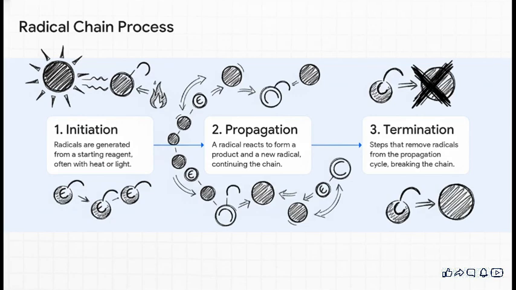Now, the real power of these radicals gets unleashed in what's called a chain reaction. It all starts with initiation. You need a little spark of energy, maybe some light or heat, to create the very first radicals. That kicks off the propagation phase, which is the self-sustaining engine of the whole process. This cycle just keeps going and going, churning out product, until you get to termination, which is when two radicals finally meet and combine, ending the chain.